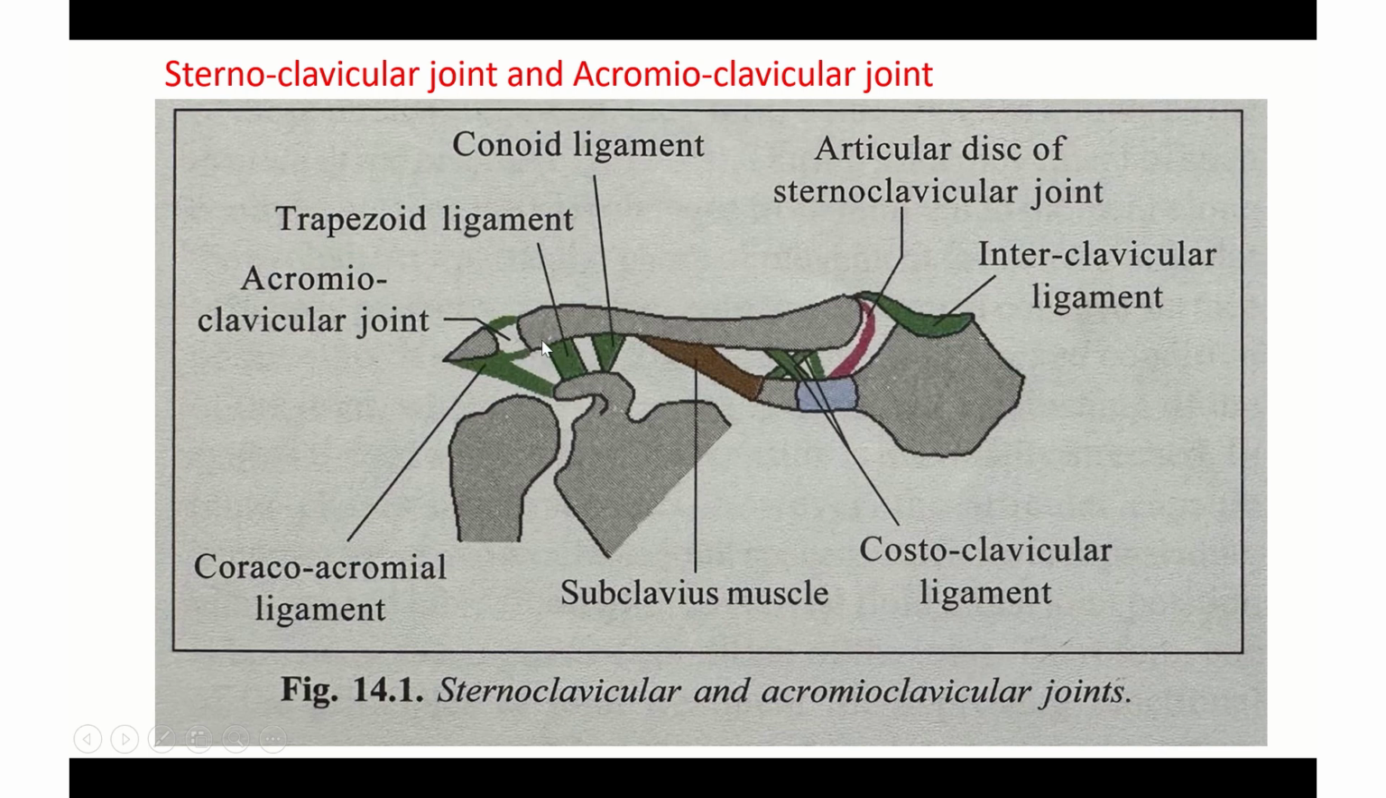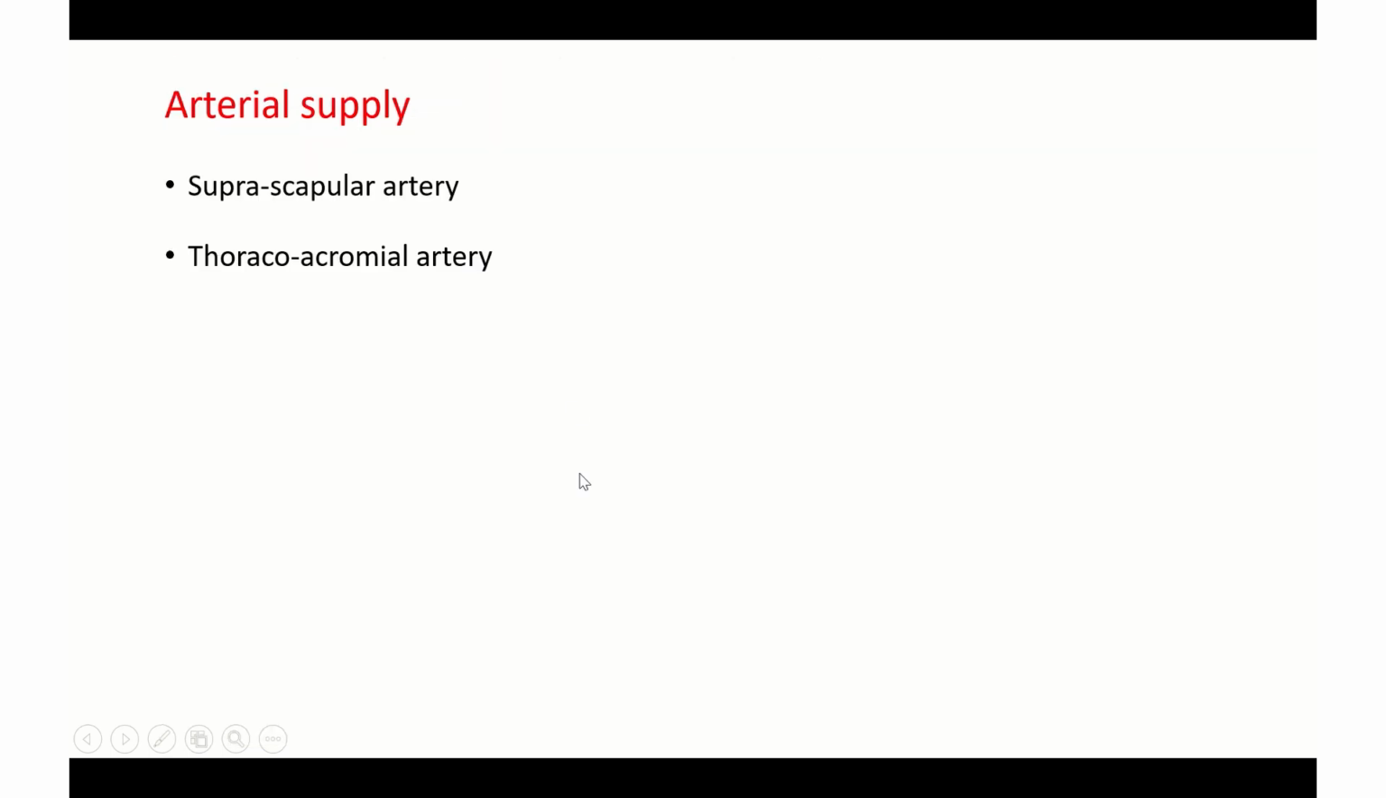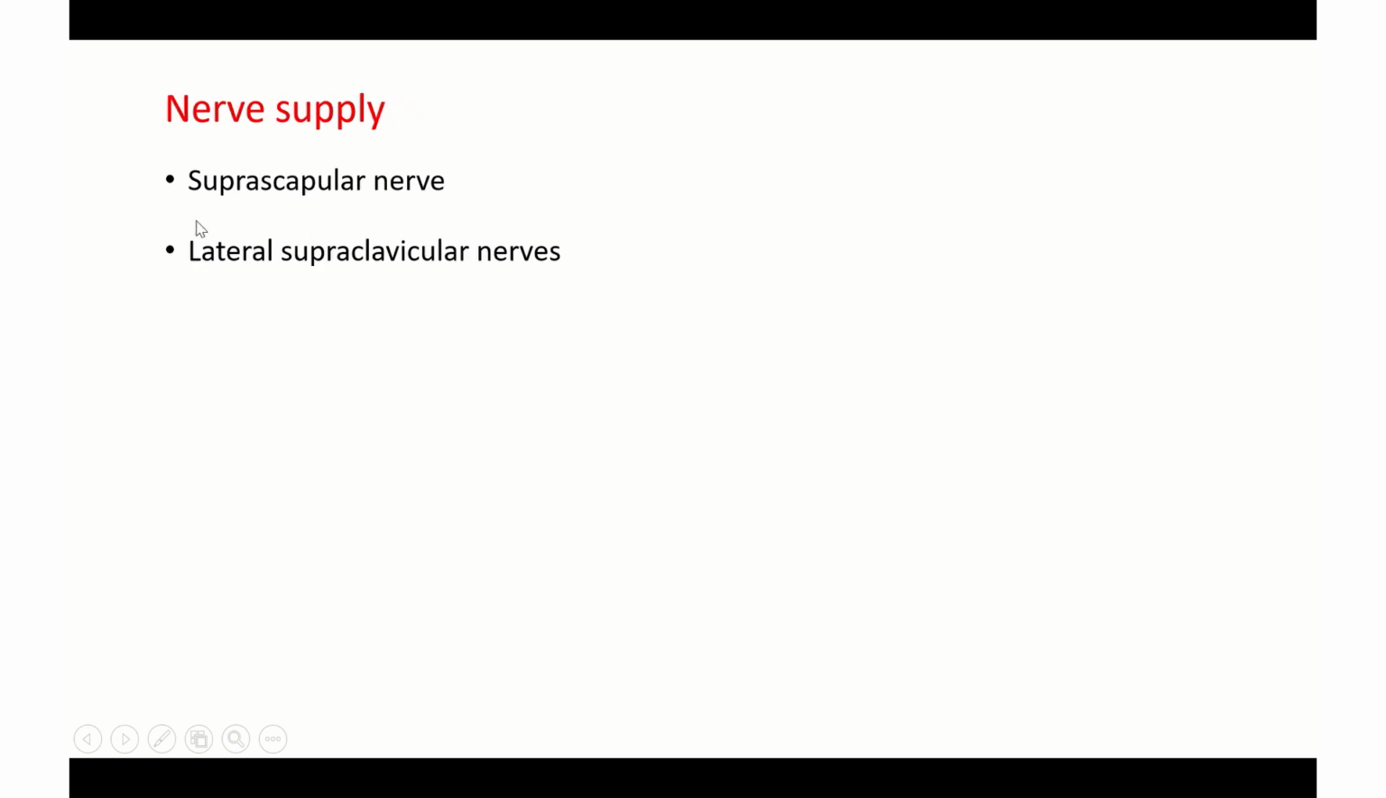So here you can see this is the joint capsule. This will be the thickened upper part of the joint capsule. So that thickened part is called the acromioclavicular ligament. Here you are seeing an additional ligament, the coracoacromial ligament, which is not directly related to the acromioclavicular joint. The arteries which supply the acromioclavicular joint are the suprascapular artery and the thoracoacromial artery. Nerves which supply are the suprascapular nerve and the lateral supraclavicular nerves.